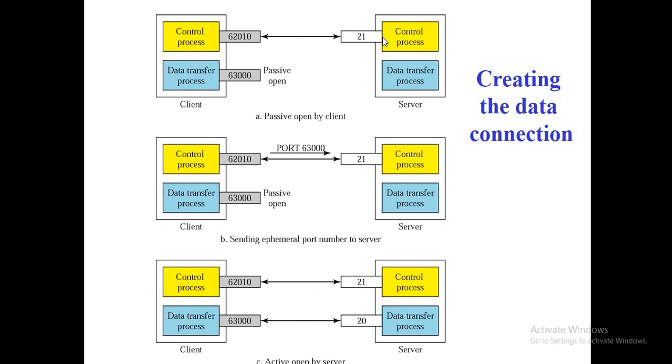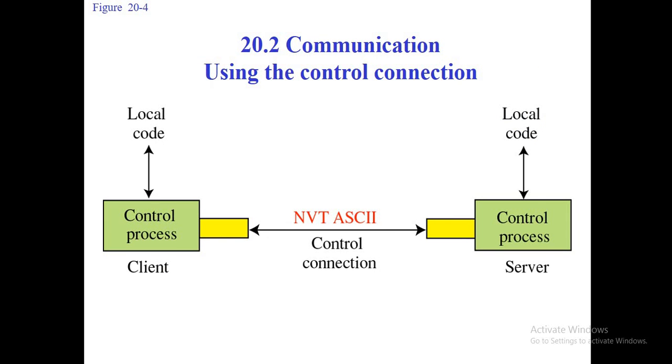Here we can see that a control connection has already been established. Now, the client wants to establish a data connection. So, it makes a passive open on some port number, and after this the client informs the server about the port number using the PORT command. Then the server makes an active connection to the port number that the client has informed, that is 63000. So, the server initiates an active open on this and the connection is established between the client and the server for data. This is how the data connection is established.